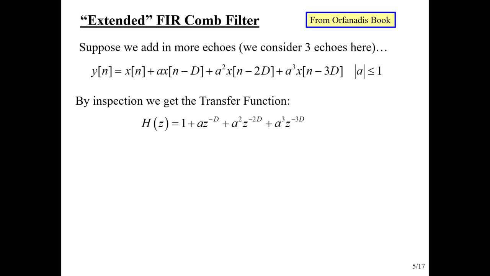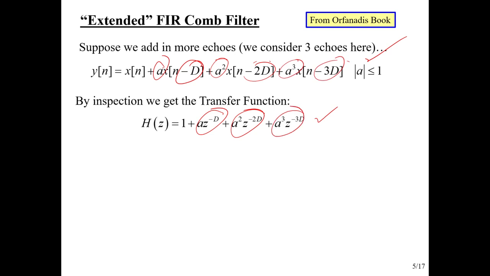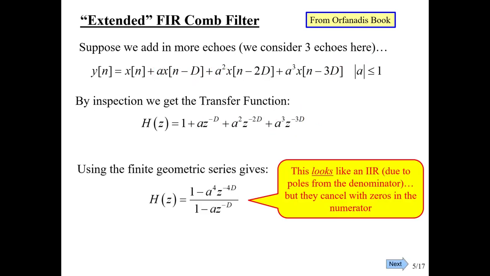Now we can just look at this, and with our understanding of how transfer functions work, we could think about taking the Z transform of this and working a little harder to find this. But we've done that, so we know that this will correspond to a transfer function that looks like this. The A and the minus D give us that structure, A squared and the minus 2D, and the A cubed and the minus 3D. So that's how we get that.